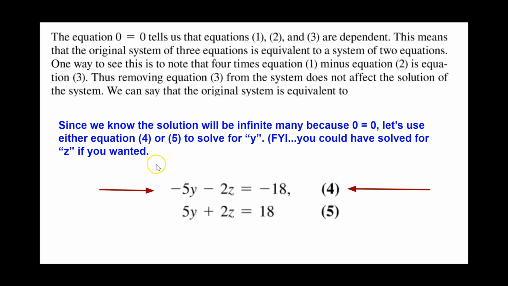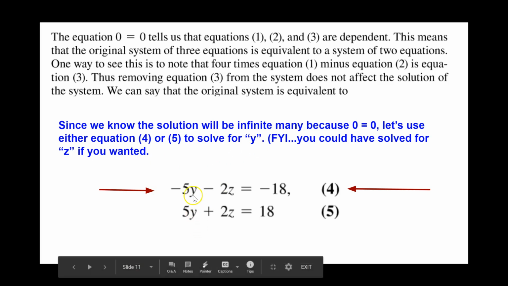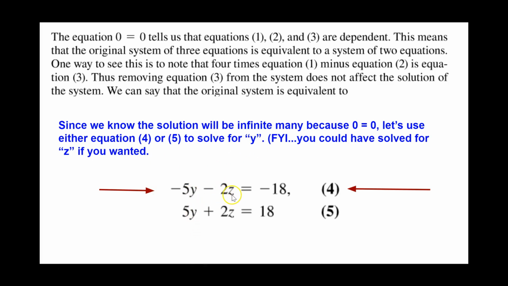Okay, so let's get the final answer when the answer is infinite many solutions. For this particular one, it does not matter again. You can solve for y and get y by itself, or you can get z by itself. It does not matter. For this particular one, I'm going to get y by itself. I'm going to choose equation 4 and get y by itself. So I'm going to move the 2z over to this side of the equation by adding. So I should have negative 18 plus 2z, and then take this 5 here and divide everything by negative 5 to each part.